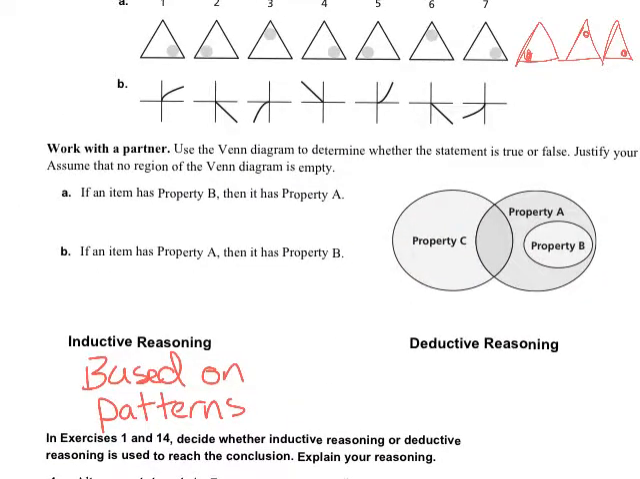It says if an item has property B, then it has property A. Does everything from property B also have property A? Yes, because that bubble sits inside, right? So that would be true. If an item has property A, then it also has property B. Does everything in A also have B? No, because this stuff out here doesn't have property B, right? None of this stuff out here has property B. So this one would be false.